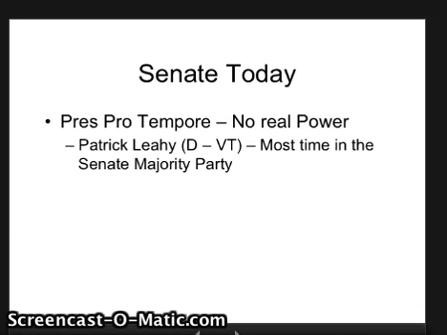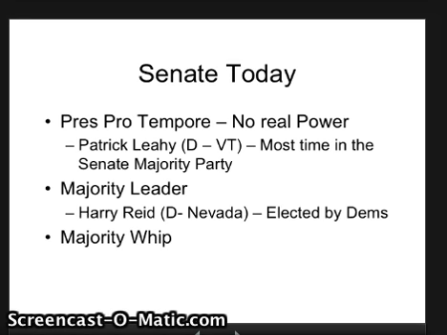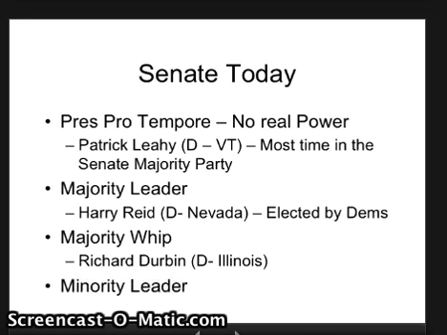In the Senate today, the president pro tempore has no real power. It's Patrick Leahy. He has the most time in the Senate Majority Party. Majority Leader is Harry Reid. He was elected by the Democrats to be their leader. The Majority Whip is Richard Durbin from Illinois. And the Minority Leader is Mitch McConnell from Kentucky.